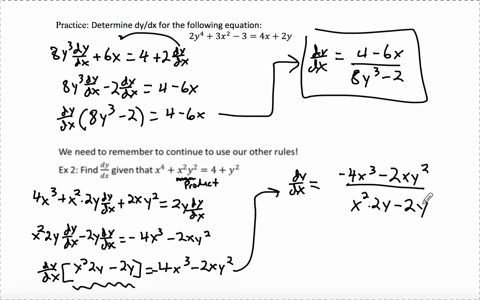Cool. And there we go. So in a situation like this, we just need to make sure we do our product rule, okay? Cool. So we've now seen an example of how we have to keep in mind things like our product rule, but that applies to all the rules.